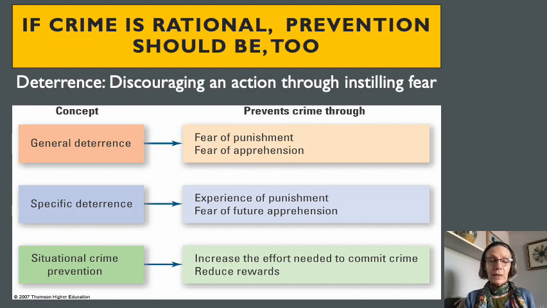Okay, so according to choice theory, if crime is rational, then the prevention of crime should be rational as well. In other words, if criminals engage in a cost-benefit analysis, then the laws, the public policies, and the practices that we engage in to reduce crime should also focus on increasing the costs and decreasing the benefits or rewards of crime commission. To understand this approach to preventing crime, there are three concepts we need to talk about. The first is general deterrence, the second is specific deterrence, and the third is situational crime prevention. When looking at the first two, it's important that we define what we mean by the word deterrence, okay? You see the definition right there.